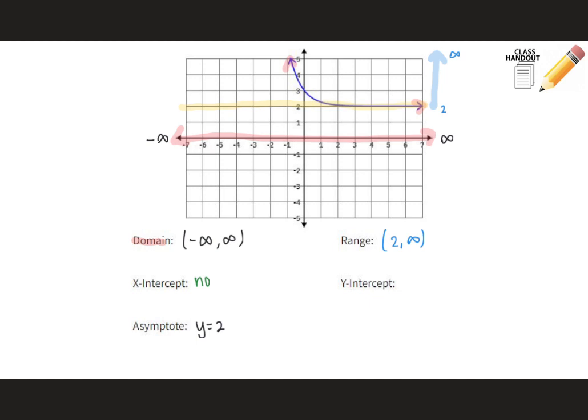Y-intercept, it will cross your y-axis at some point, since we know that our domain is from negative infinity to positive infinity. And on here, it looks like our graph crosses the y-axis at 3. So we would write that as 0, 3.